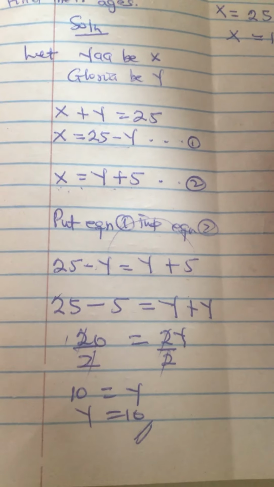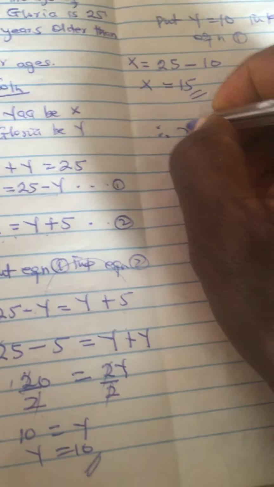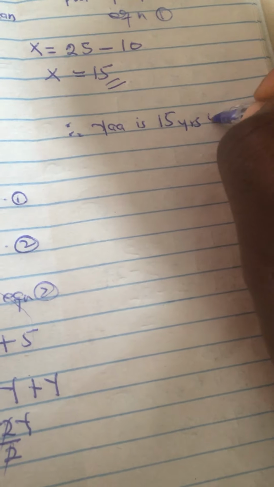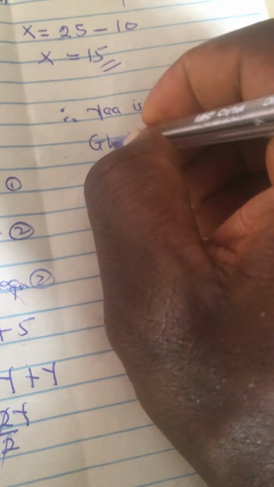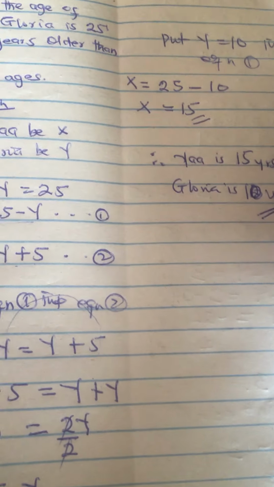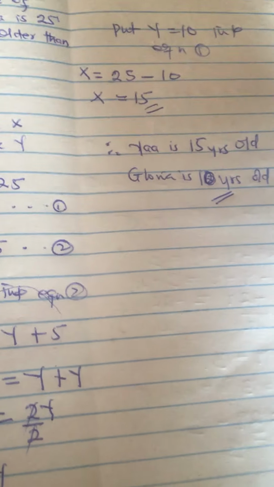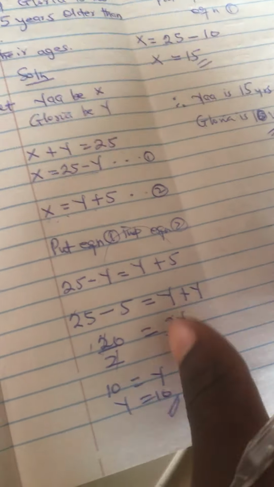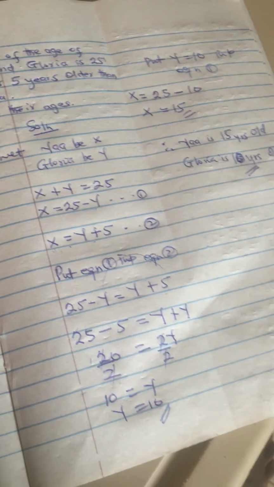And so find their ages. Therefore, Ya is 15 years old. Then Gloria is 10 years old. Gloria is 10 years old. Correct for 3 points. You get it? Good. That is how this thing works. That is how simple this thing works.